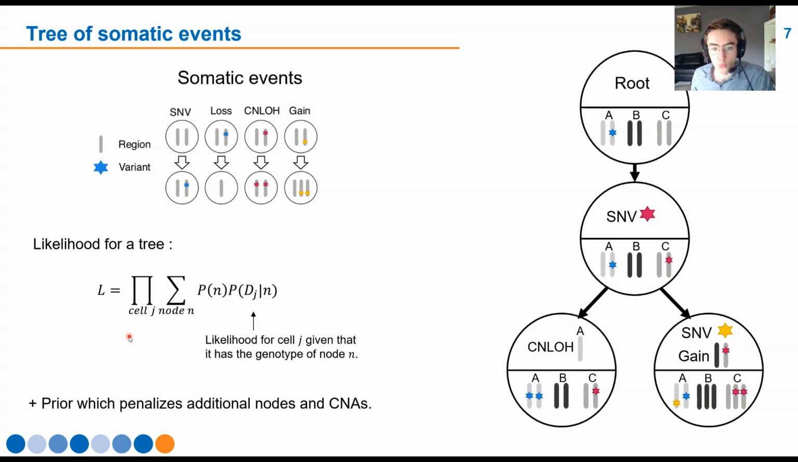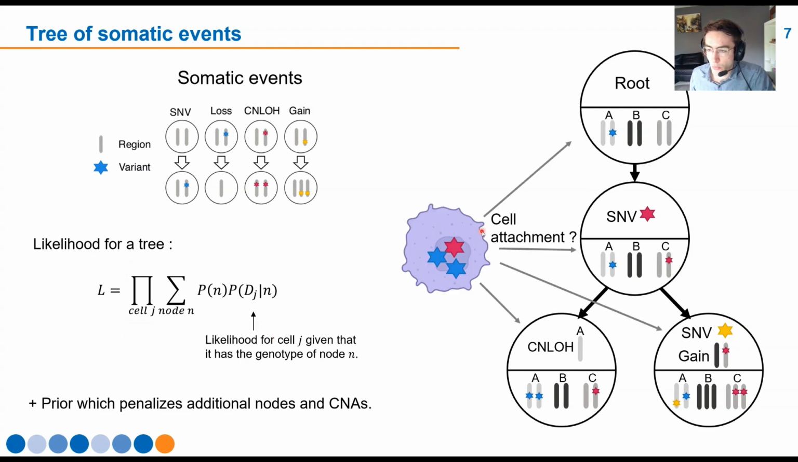For the likelihood, we assume that the cells are independent, so we have this product here over all of the cells. But then, we do not know to which node in the tree each cell should be attached. Therefore, we marginalize over all of the possible nodes. And then, for each cell, we need to compute its likelihood given the genotype implied by a node.